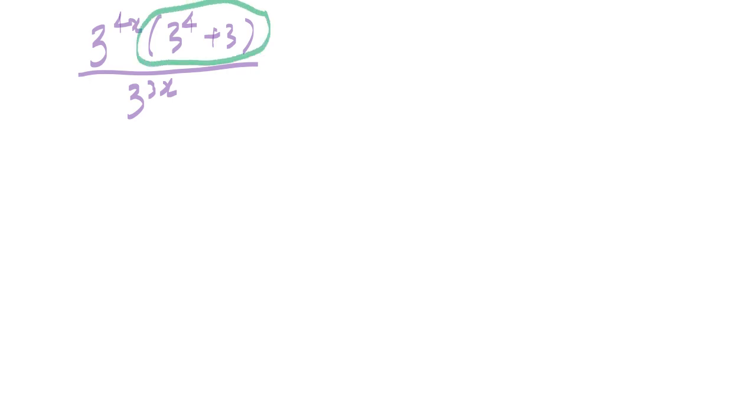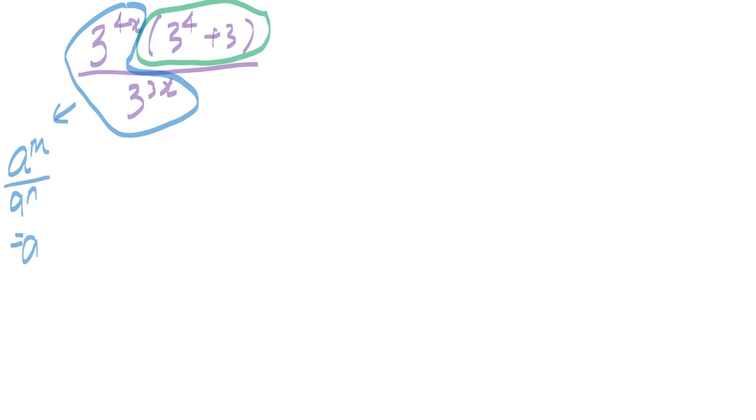So what we have from the previous slide is 3 to the power 4x, bracket, 3 to the power 4 plus 3, over 3 to the power 3x. Alright, there are two things we can do here. The first one is you can use a calculator to evaluate this. The second one is that we can simplify this using a to the power m over a to the power n, that gives you a to the power m minus n. Alright, so let's continue. So this will give us 3 to the power 4x minus 3x.